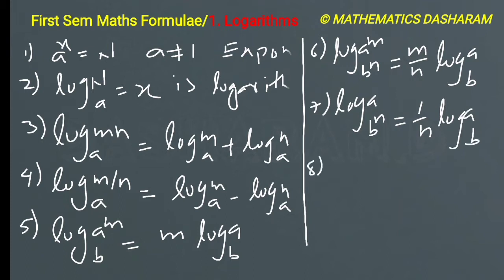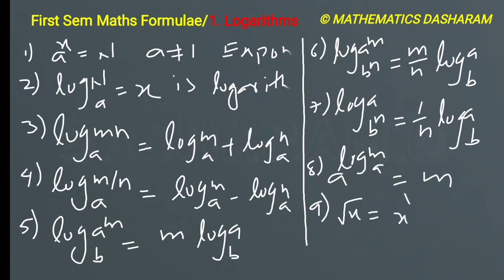Next, the eighth one is a to the power of log m base a equals m, because here the base is a and the logarithm base is also a. So the a and log base a will get cancelled. So then m is the answer. And the ninth one is under root x. So here the square root will become x to the power of 1 by 2. So it is very important. So these 9 formulas are important for this chapter.